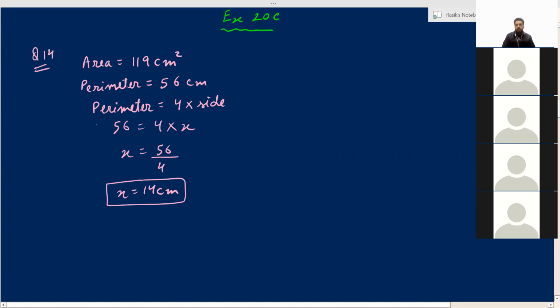Find the height of the rhombus now. All of you, we have got the base. Side of the rhombus means base of the rhombus we have got. The base of the rhombus is 14 centimeters. Find the height of the rhombus. Area is given. Which formula will you use to find the height of this rhombus?